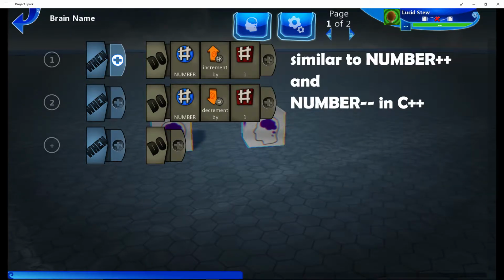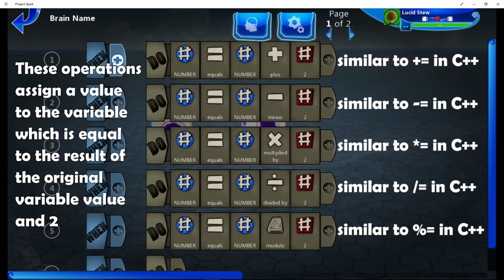In C++, the increment and decrement operators increase or decrease a value by 1 respectively. Project Spark doesn't have an exact analog, but using the increment by and decrement by tiles with an amount of 1 is functionally the same. Project Spark only uses the equal sign assignment operator. The functionality of the others can be mimicked in the way shown here. As we'll see shortly, some operations can be done in various ways, and some of the C++ operators are basically shortcuts rather than unique ideas.